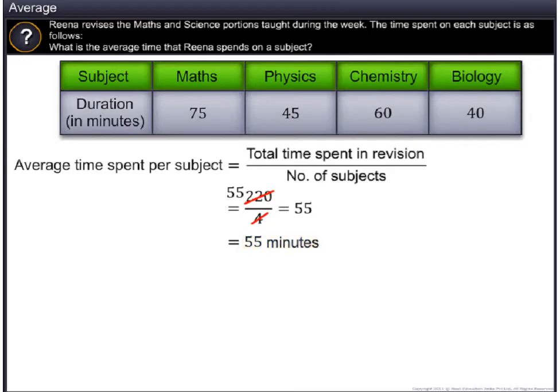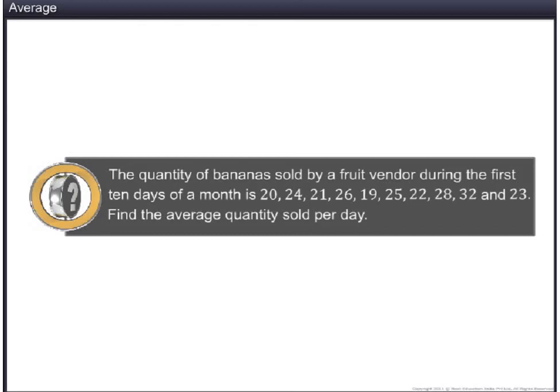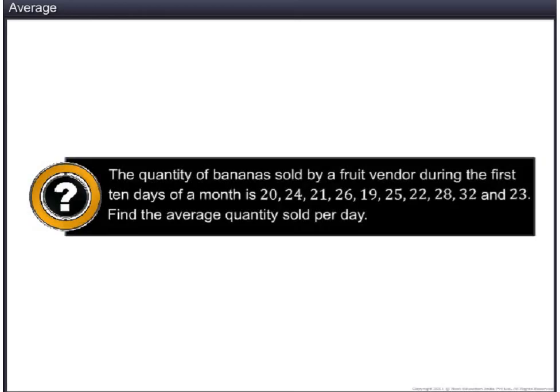Let us see another example. The quantity of bananas sold by a fruit vendor during the first 10 days of a month is 20, 24, 21, 26, 19, 25, 22, 28, 32, and 23. Let's find the average quantity sold per day.